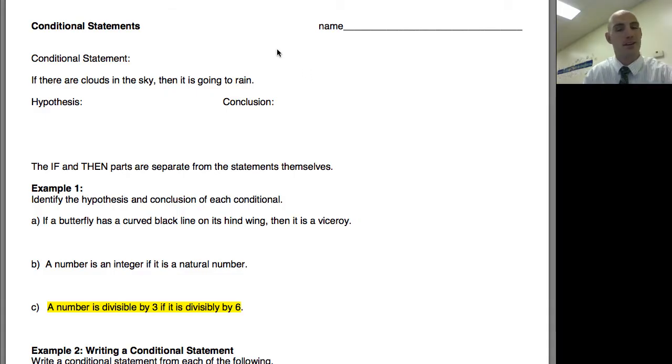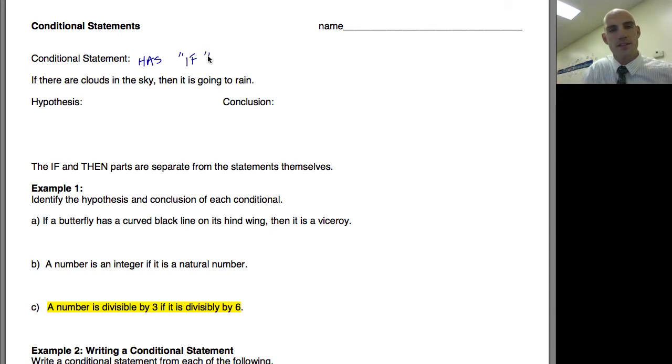Today we're going to talk about conditional statements as part of the introduction to logical statements. A conditional statement has an if-then. And we see these all the time. If you do this, then you will get this. If you work all day, then you will get a paycheck. If you eat too many cookies, then you will have a stomachache.